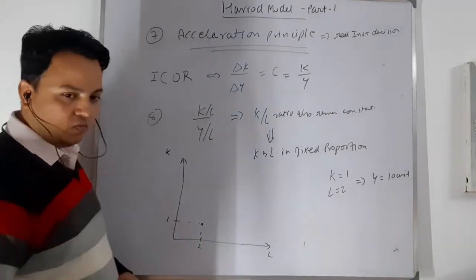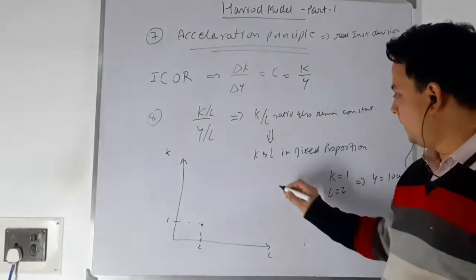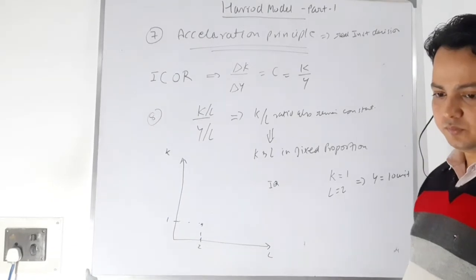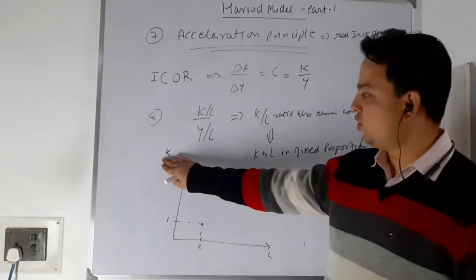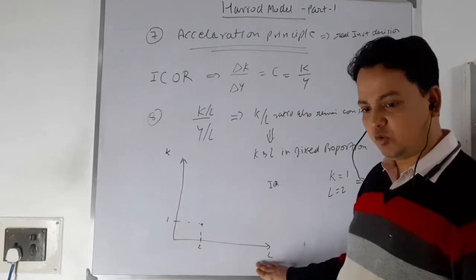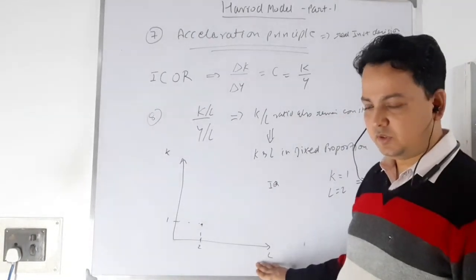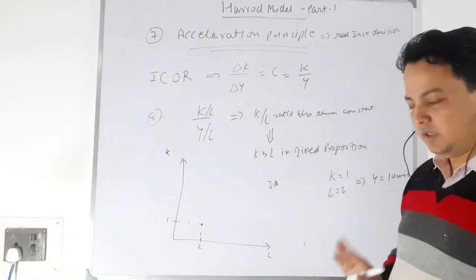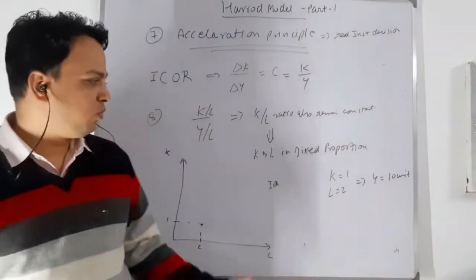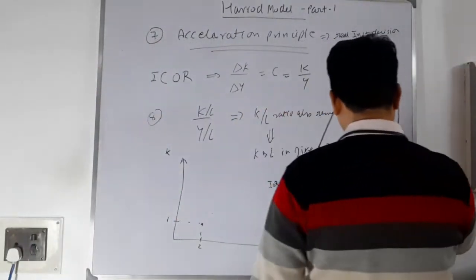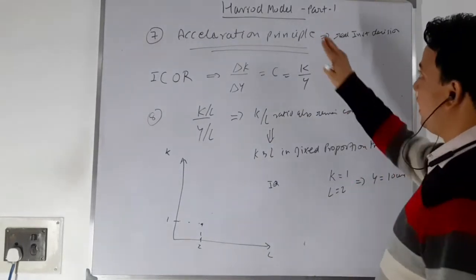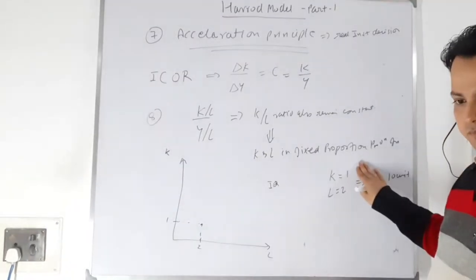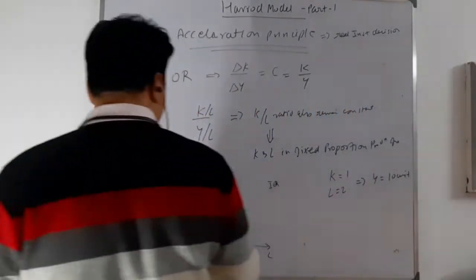What is an isoquant? Anyone remember? An isoquant is the locus of combinations of inputs, capital and labor, that produce equal output. Right? It is a locus of combinations of capital and labor that produce equal output. So that is what I am drawing: the isoquant for a fixed proportion production function. In the case of the Harrod-Domar model, what kind of production function do you have? You have a fixed proportion production function. That is what I am explaining here.